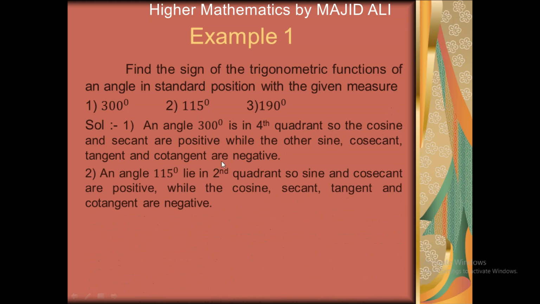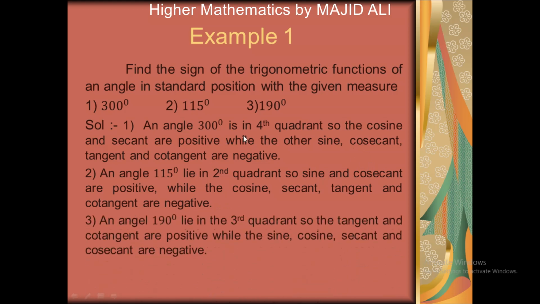115 degree lies in the second quadrant. In the second quadrant we know that y is positive and r is always positive, so the value of sine, which is equal to y over r, is positive because y is positive in the second quadrant. So the values of sine and cosecant are positive and the other four values are negative.